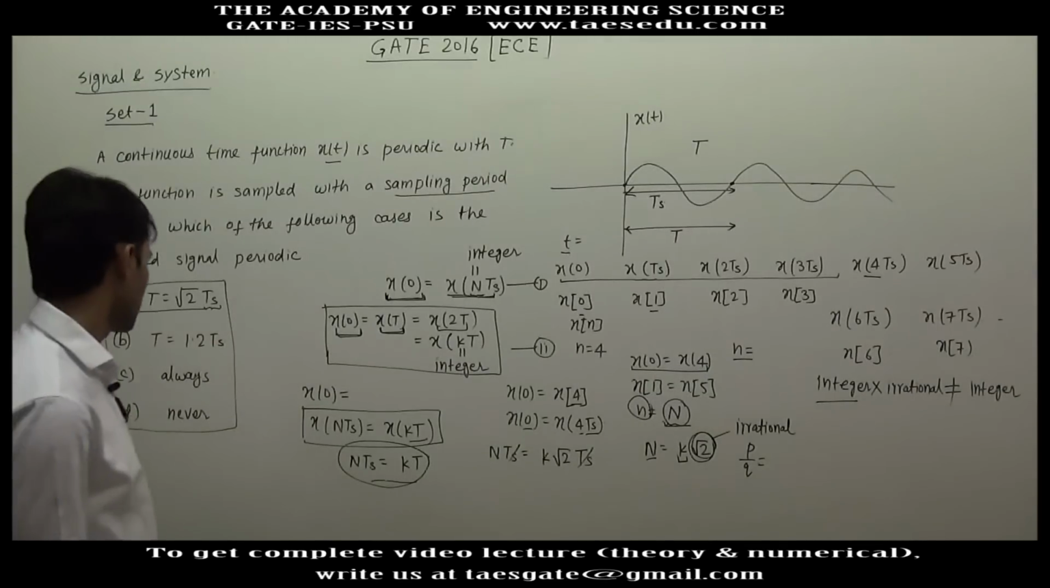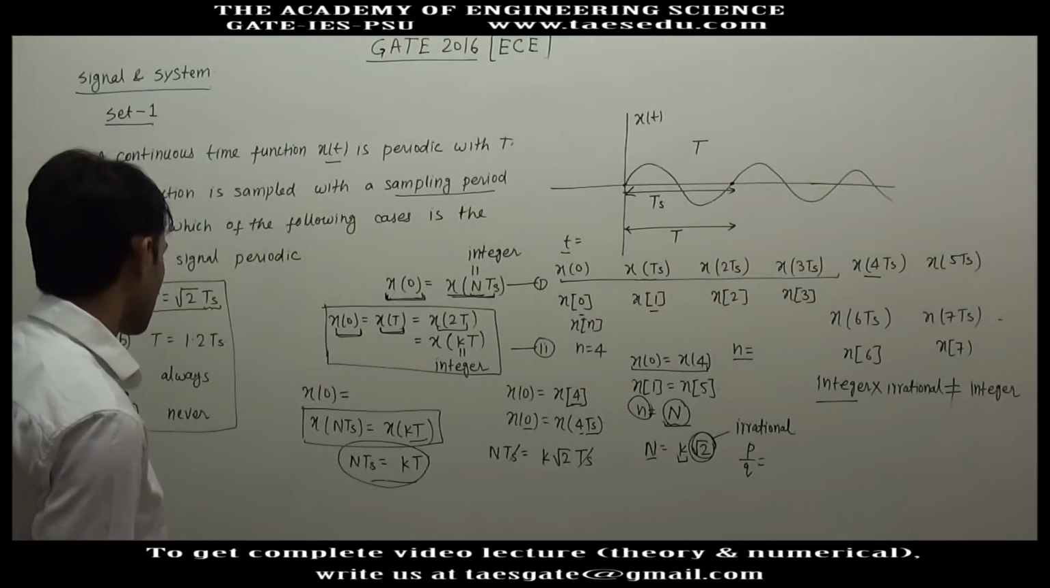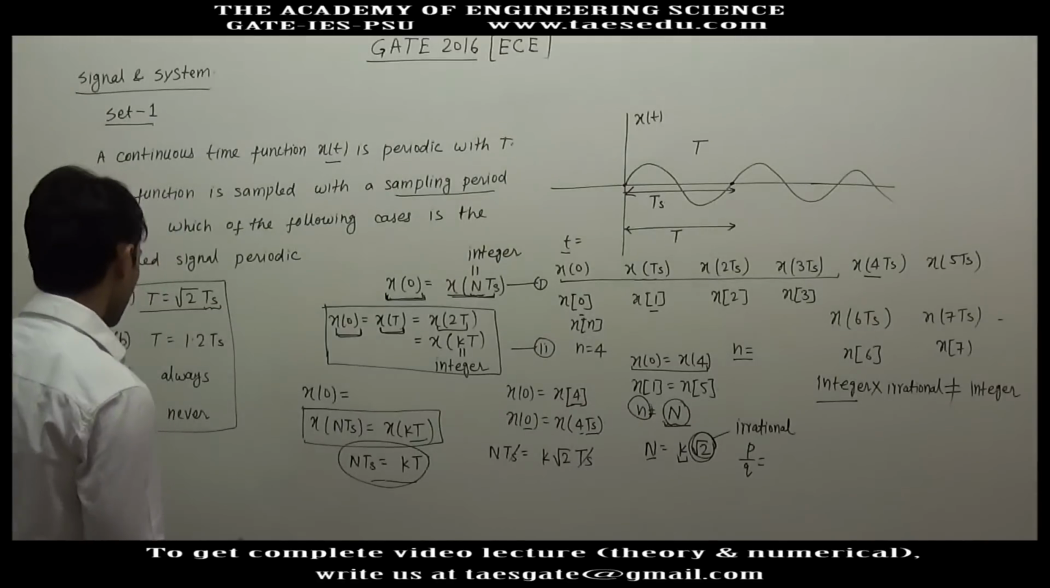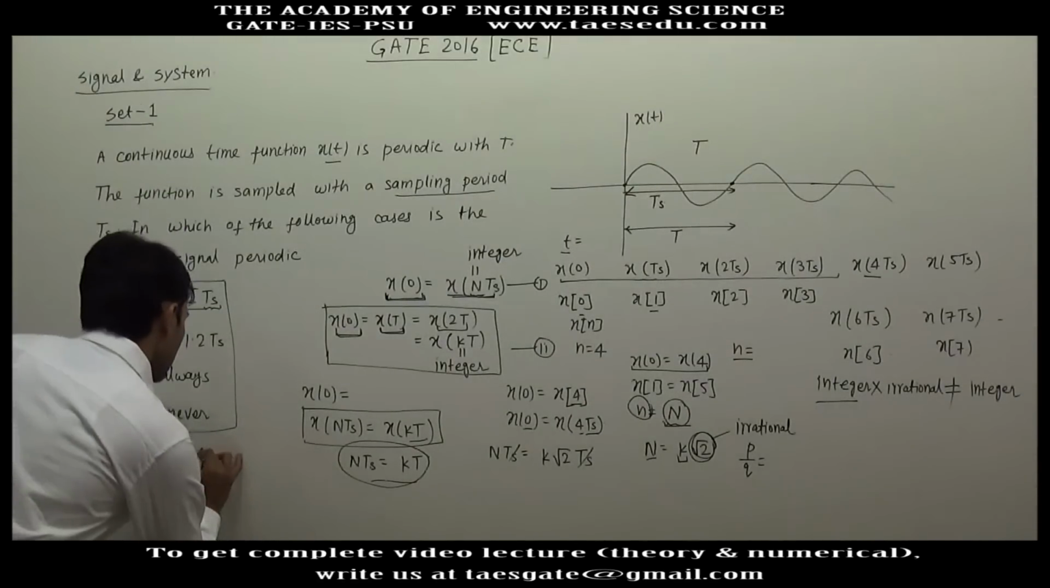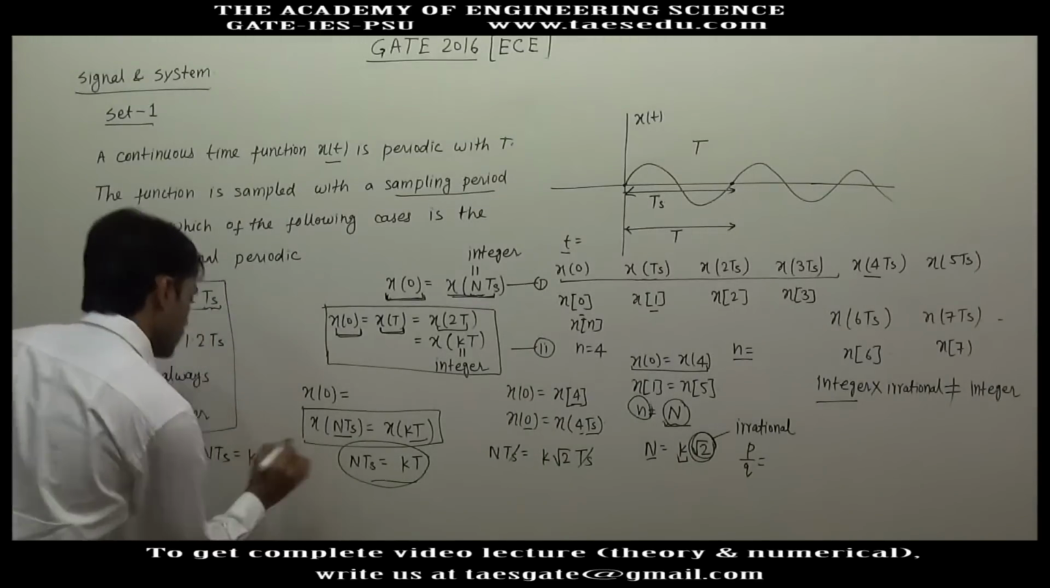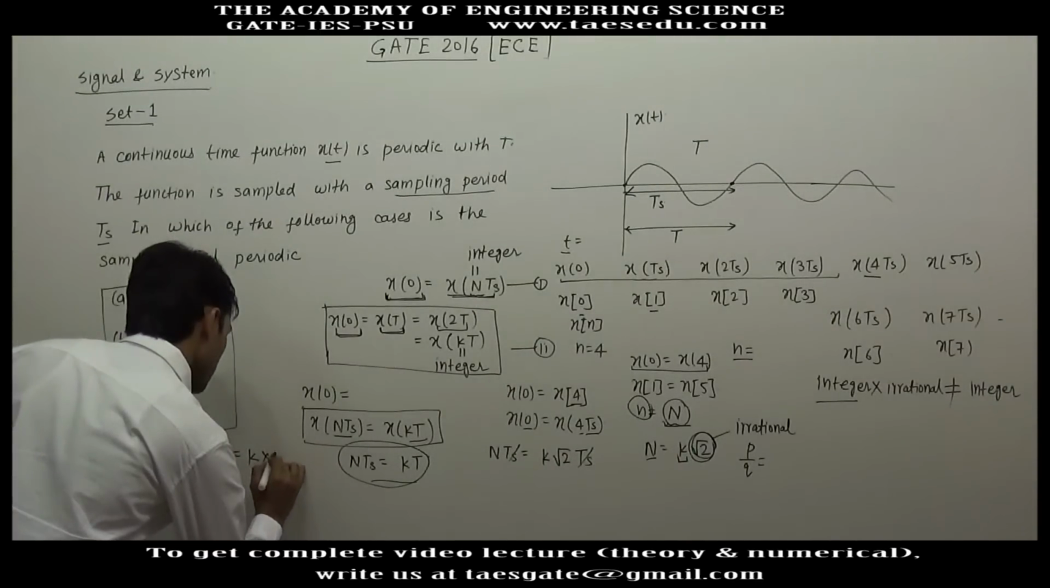Coming to the second option, in the second option, N Ts is equal to k times T, where the value of T is 1.2 Ts.